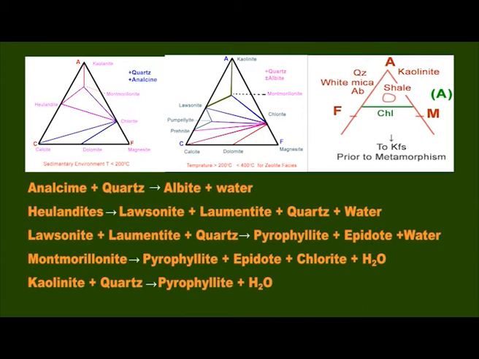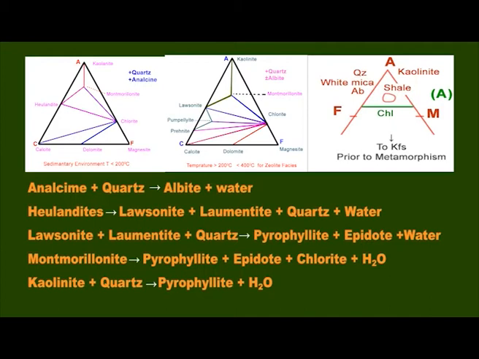Disappearance of clay minerals and analcime. Analcime plus quartz gives rise to albite plus water. Another reaction is heulandite giving rise to lawsonite, laumontite, quartz plus water. Lawsonite plus laumontite plus quartz gives rise to pyrophyllite plus epidote plus water. Montmorillonite gives rise to pyrophyllite, epidote plus chlorite plus water.